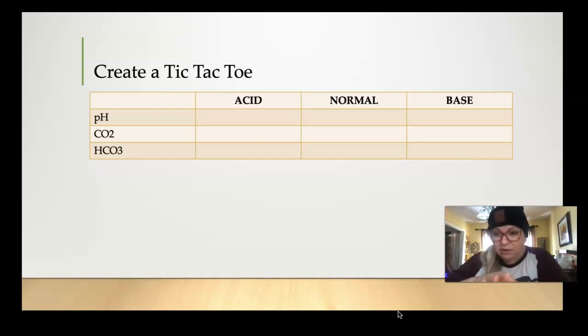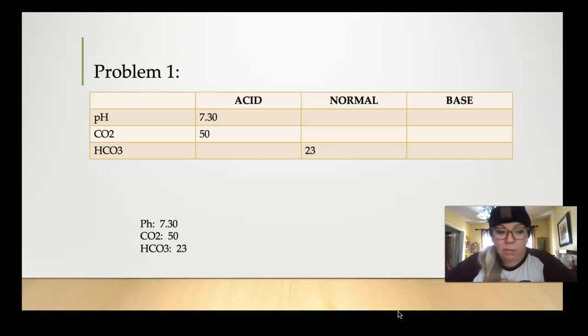And I do mine a little bit different than the registered nurse person, but it's very, very similar. So we want to create a tic-tac-toe pattern to see which values will line up. So problem number 1 I have here. I have a pH, and I've already filled them in. We have a pH of 7.30 and a CO2 of 50 and a bicarb of 23.